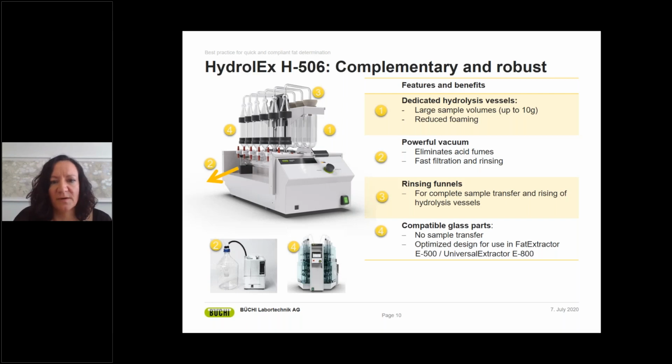During the hydrolysis step, we apply a powerful vacuum. This evacuates the acid fumes, and it also helps to filtrate and rinse the samples after the hydrolysis. We now offer a kit from a vacuum pump and a big collection bottle, so you don't need the water jet pump that was usually applied to evacuate the fumes during the process. So we now have a water saving and sustainable solution to generate the vacuum. The rinsing funnels, number 3, are specially designed to really rinse off all the remainings after the hydrolysis step from the walls of the hydrolysis vessel, to ensure a complete sample transfer. The sample is then collected in the glass sample tubes, number 4, and these glass sample tubes fit perfectly into the fat extractor used for the extraction of the fat later on.